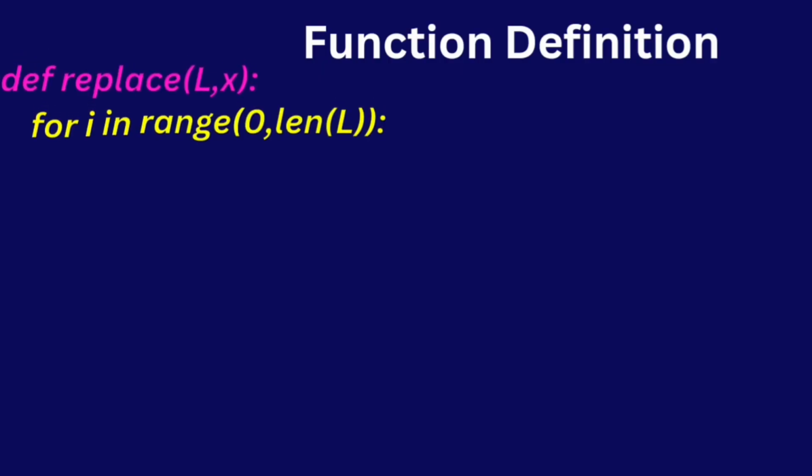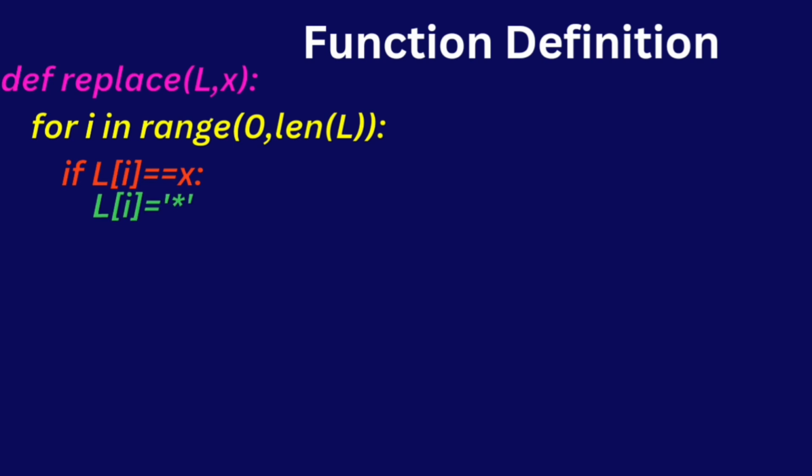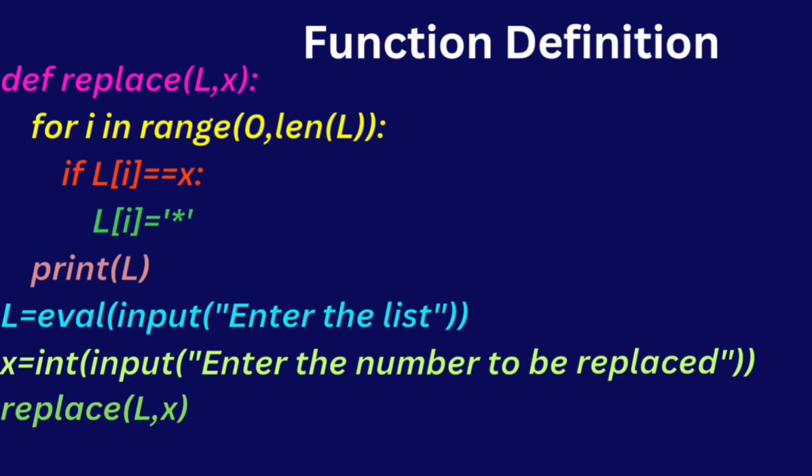Then we will write for i in range 0, length of L. If L[i] equal to x, one by one element we will match. If the element is matched, then it will be replaced by star. Then we will print the whole list.